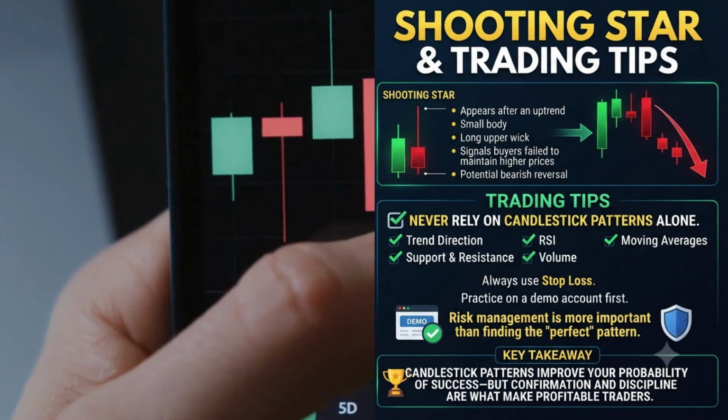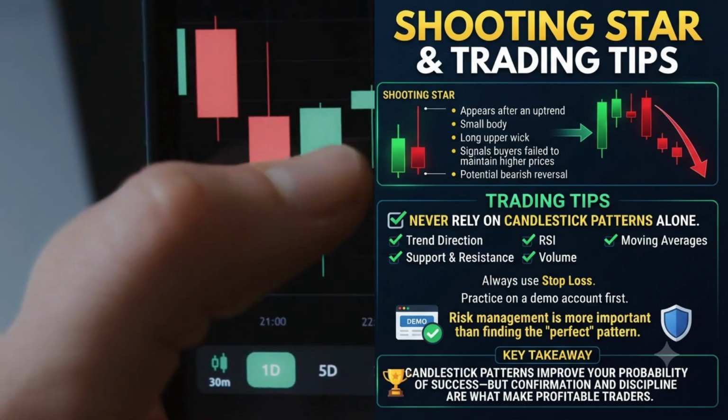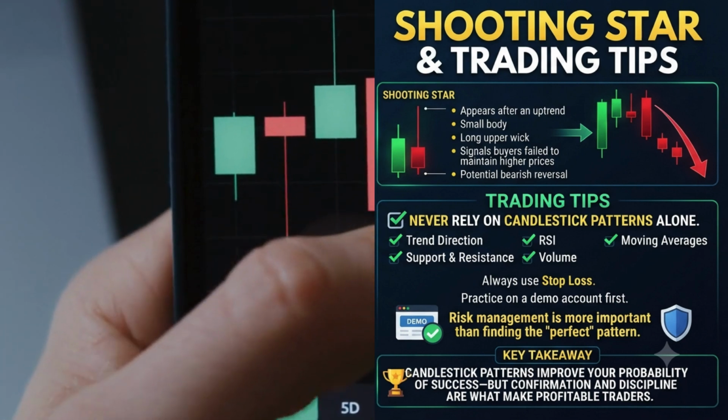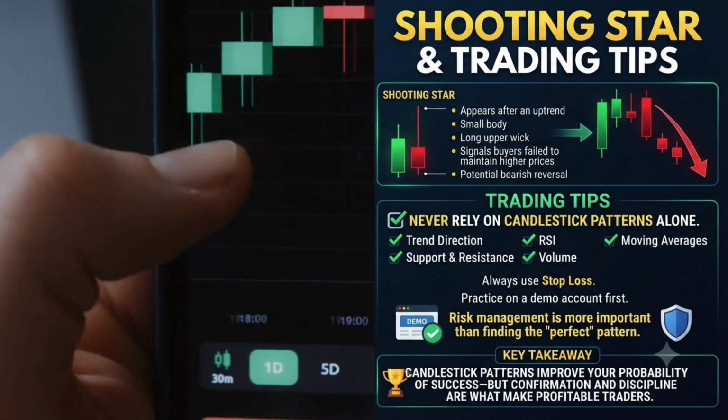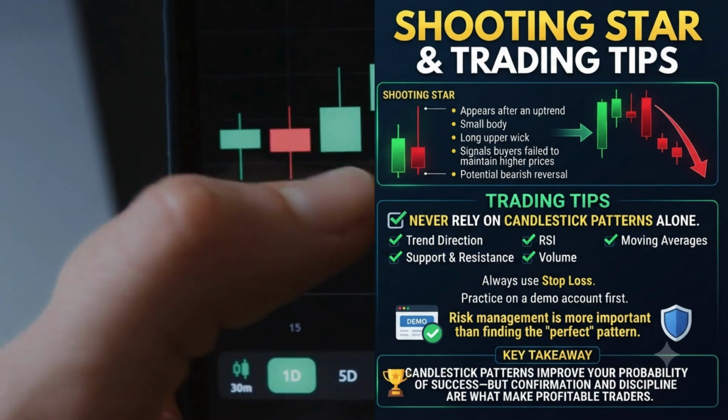Also remember that risk management is more important than any candlestick pattern. Never risk more money than you can afford to lose. Even the best trading setups fail sometimes. Successful traders focus on consistency rather than trying to win every single trade.